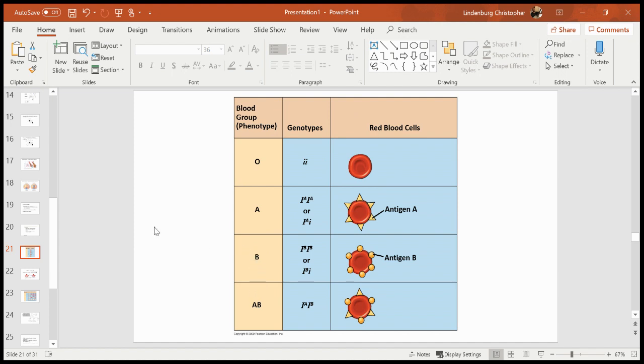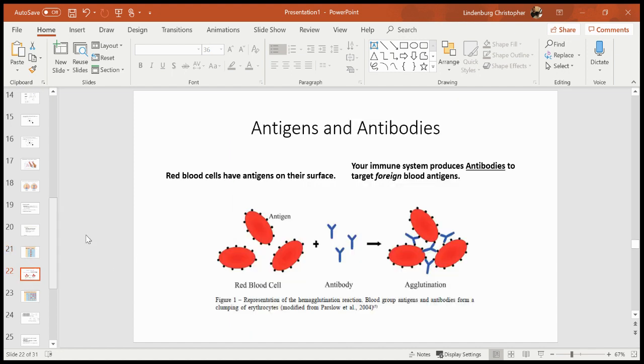Cool. All right, so a little bit more detail here. You need to know the words antigen and antibody. Antigen, antibody. Just a reminder, the antigens are those proteins on the cells used for recognition. And then your immune system is going to also make antibodies, which then stick to foreign blood, clump them together, and clear them out. So the antibodies are made to target specific antigens.